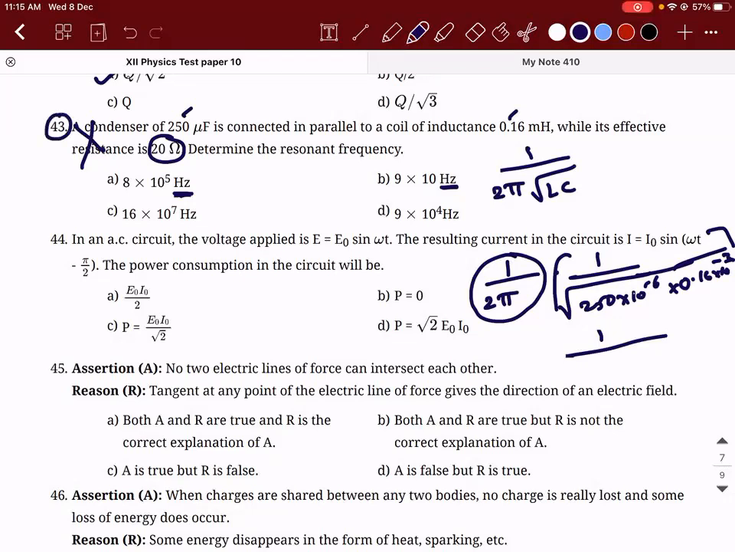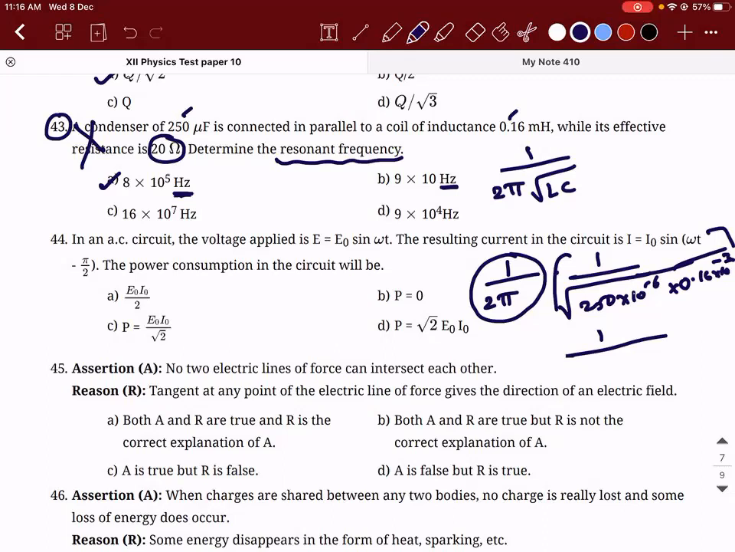Okay, if anybody has attempted, 8 into 10 power 5 is right. If you did it by some other means and you got the same answer, it is right. But remember, guys, if this kind of question comes, there were many students asking me, sir, when resonant frequency is asked, do I need to calculate omega or f?